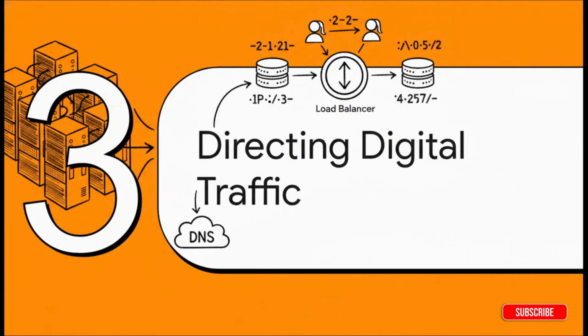Okay, so now we've got this whole fleet of servers all ready to handle requests. But that creates a new problem, right? How do we decide which user goes to which server? They all have their own IP addresses, so we can't just point the DNS at all of them at once. We need some kind of digital traffic director.